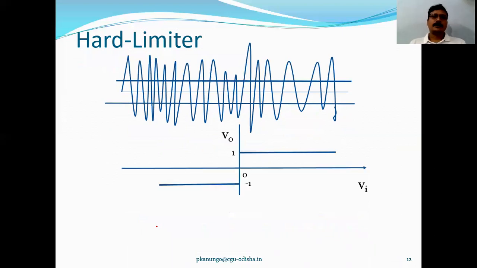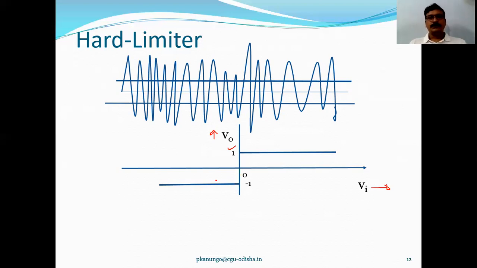Now, if you choke this using a hard limiter, what is a hard limiter? The input and output characteristic of a hard limiter looks like this. If I give input on this side, the output of the hard limiter has two values, either 1 or -1. Only two values, so two levels. If the input is greater than 0, then I'll get +1. And if the input is less than 0, then I will get -1. So this is basically the hard limiter characteristic, the input output voltage characteristic.